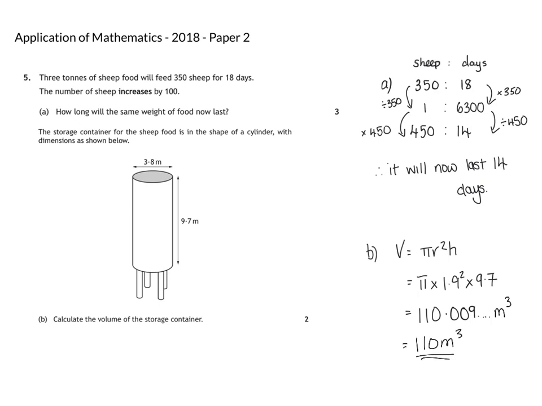So for that one, going over our marks, we get our first mark for part A for knowing that it's inverse proportion, so knowing that as one gets divided, the other one gets multiplied. That's our first mark. Our second mark is for getting the fact that for one sheep it would last 6,300 days, and then our last mark for part A is for getting the answer 14 days. For part B, our first mark is for knowing this line here, so pi times 1.9 squared times 9.7, and then our last mark is for the answer.